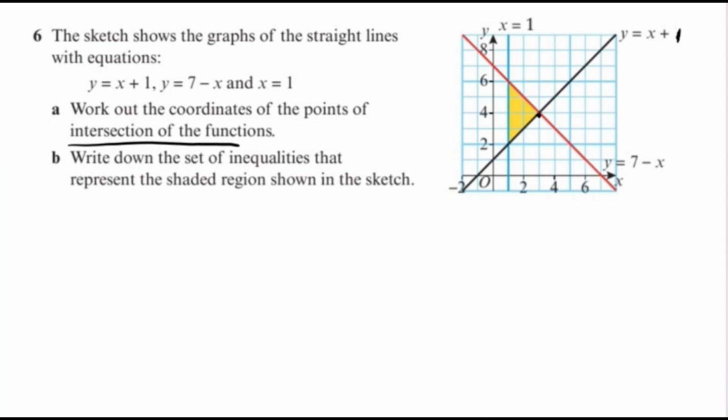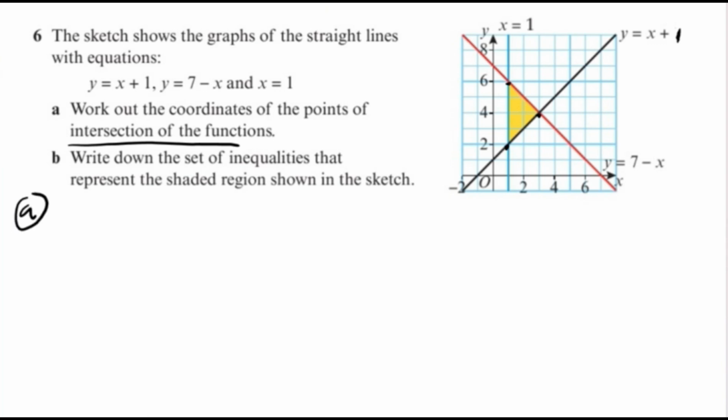This point is for this line, which is y is equal to x plus 1 and y is equal to 7 minus x. This intersection point is y is equal to 7 minus x and x is equal to 1. And this intersection point, y is equal to x plus 1 and x is equal to 1. So we have to find 3 pairs of coordinates for 3 intersection points. Okay. So we will do first part A.